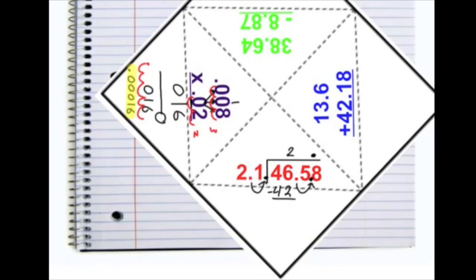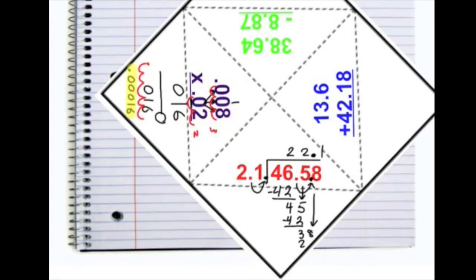I do my subtraction. 46 minus 42 is 4. Bring down the next number, which is 5, and divide again. 21 goes into 45 twice. It's 42. Subtract. Bring down my 8. One more time. 21 goes into 38 once.